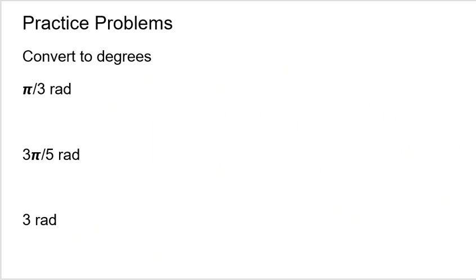All right, now let's go backwards. This time, let's convert from radians to degrees. So this time, we're going to start off with pi over 3 radians. Now, I'm going to multiply this to convert it.